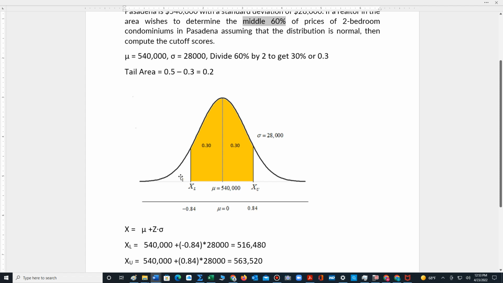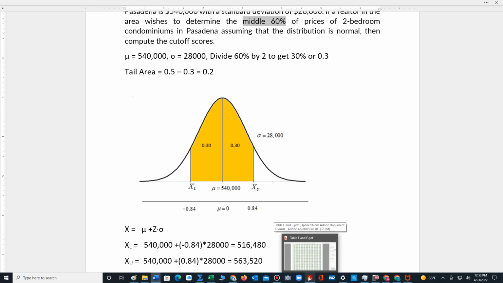So to find this area, since we're focusing on the left side of the mean, that whole area on the left side of the mean is 0.5. So 0.5 minus 0.3 is 0.2, and that is what this tail area is equal to. It's equal to 0.2. We now turn to table E.